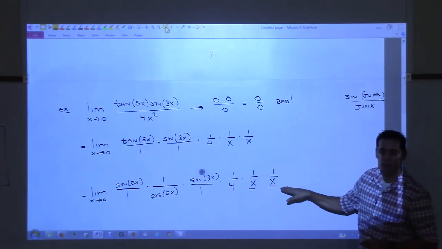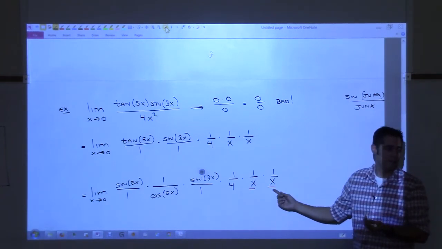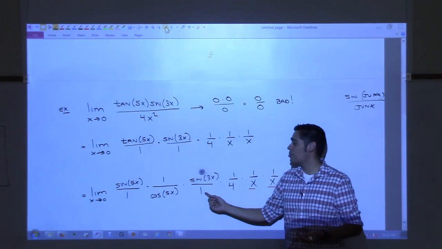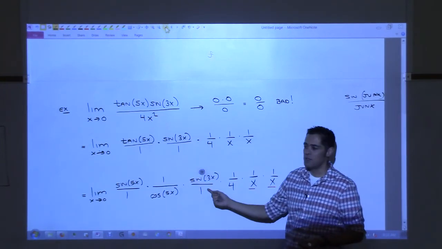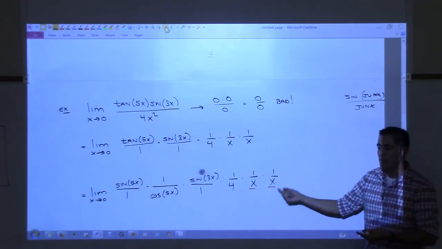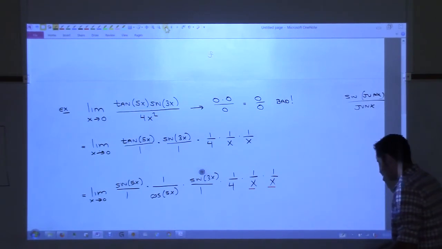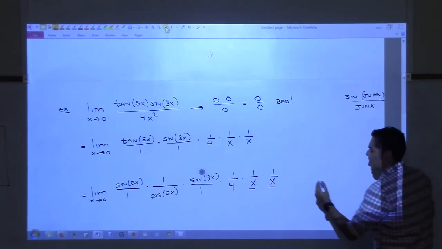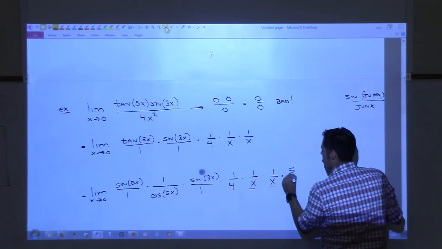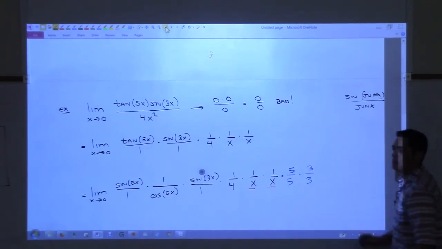But it still hasn't taken care of this. So can I use this x somehow? Yes, I have this one also sitting here, right? I've already used that one, but I have this one. So I'd really like to have a 3x down there. I already have an x. I just need a 3. So I'm going to come in with a 3 and 3. So on my next line, or I can just do it right here, I'm going to multiply by 5 over 5 and by 3 over 3.